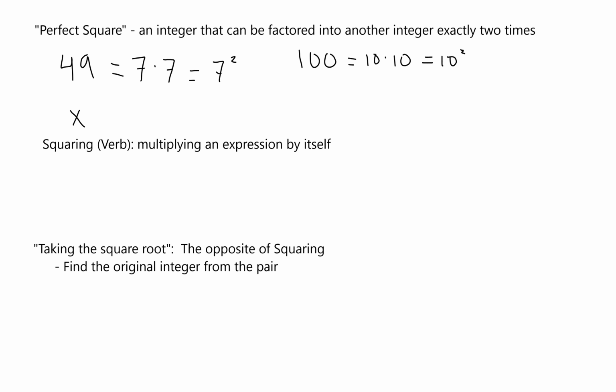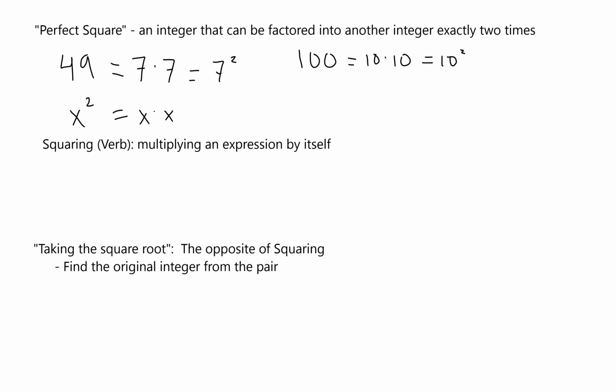What about x squared? Ooh, variables. Well, x squared is the same thing as x times x. Well, certainly, just based off of this definition, x squared is a square because we factored it into another number exactly 2 times. So that same number is there twice. So since we could do that, we found a pair of x's, then yes, x squared certainly must be a square.